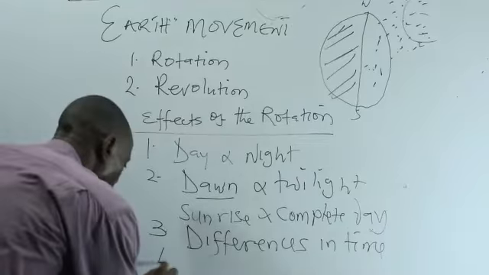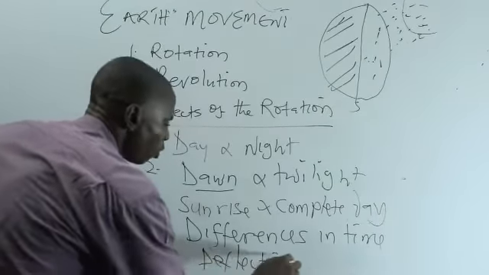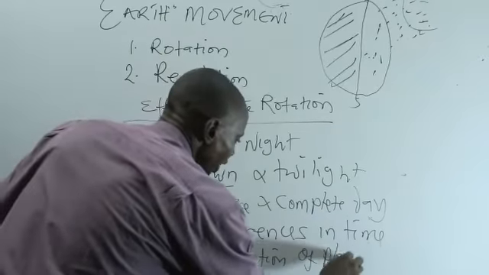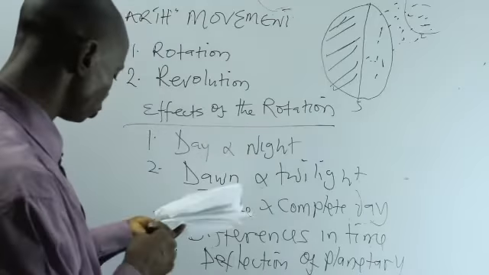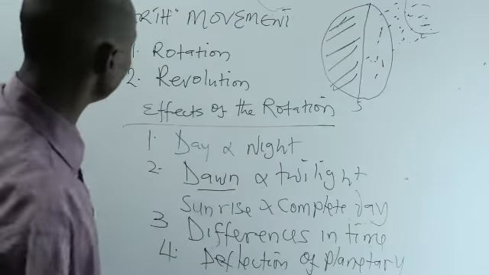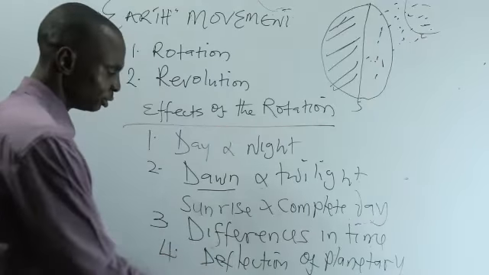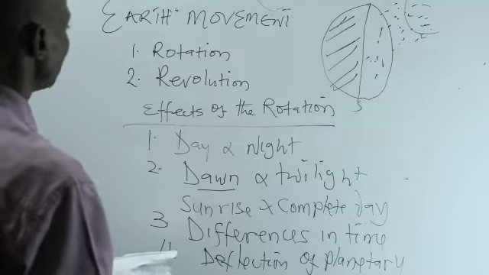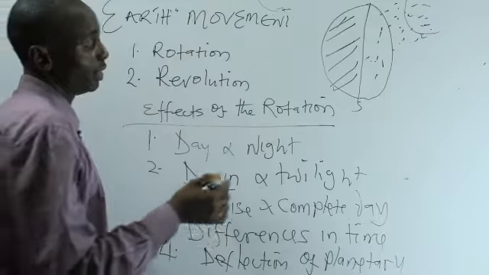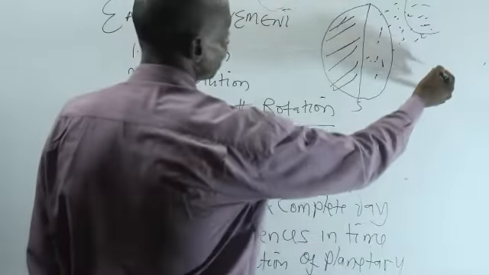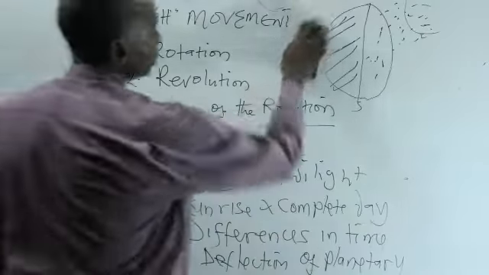Then number 4 effect is deflection. There is what we call deflection of planetary wind. I believe you are jotting down in your notes, so that by the time you want to rehearse what you have learned about the rotation and revolution of the earth, you should know. This one is deflection of planetary wind. What we mean by planetary wind is the wind that blows on the surface of the earth as a planet. We have the one that blows.